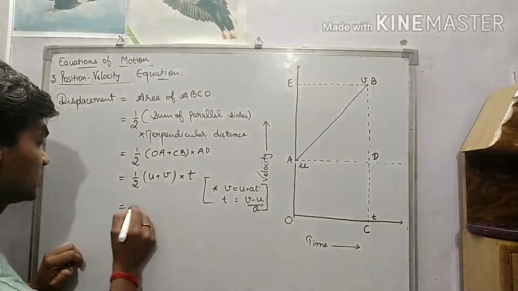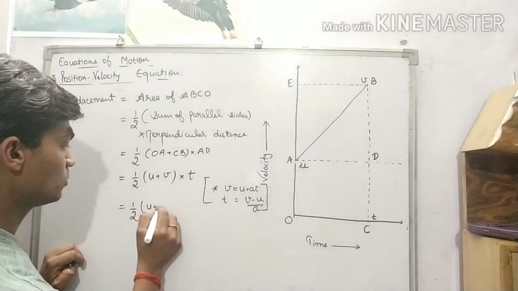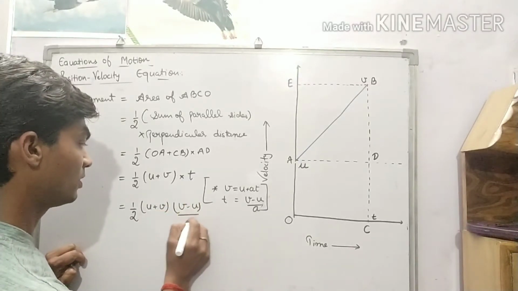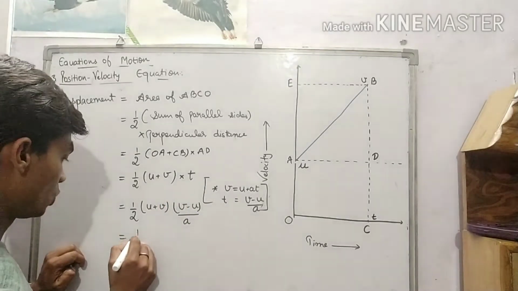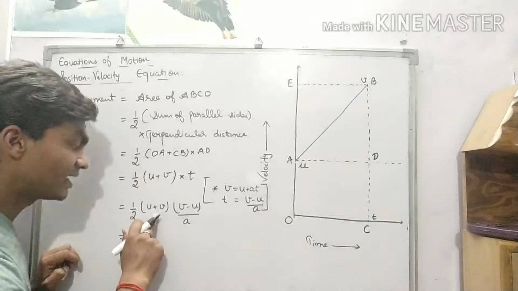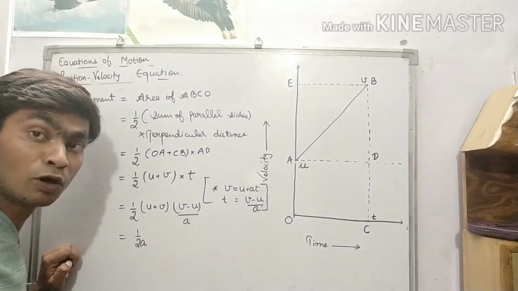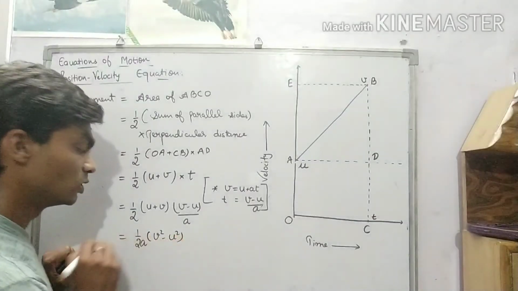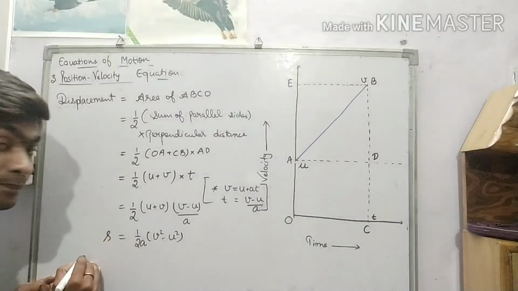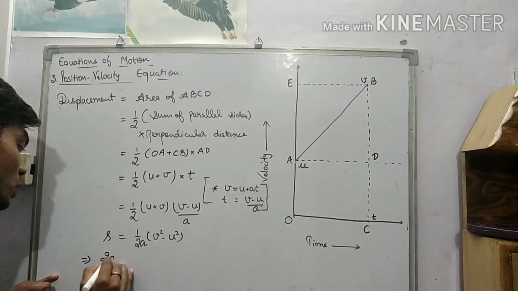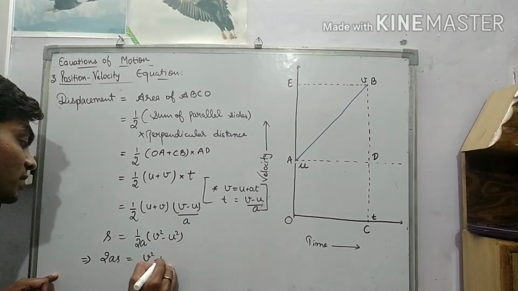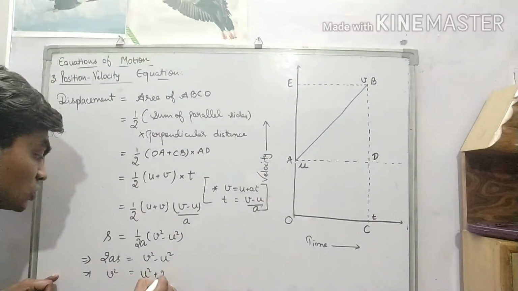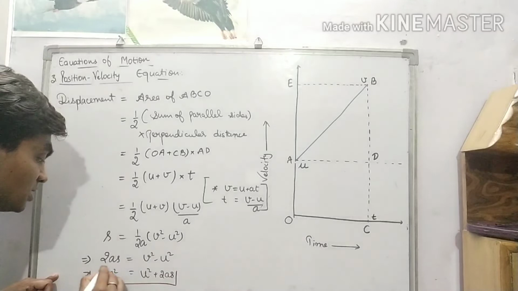So that can be written as 1 by 2 (U plus V) into (V minus U) upon A. Now 1 by 2A, (A plus B) into (A minus B), what will you call it? B square minus A square. So V square minus U square. On the right hand side we have S. This implies 2AS equals V square minus U square, or V square equals U square plus 2AS. This is the third equation.